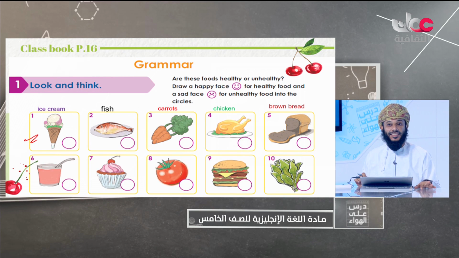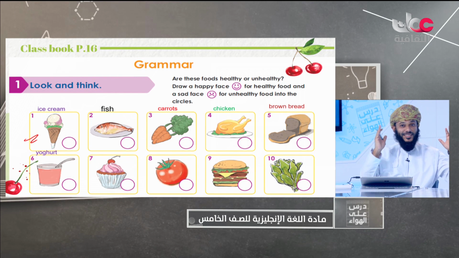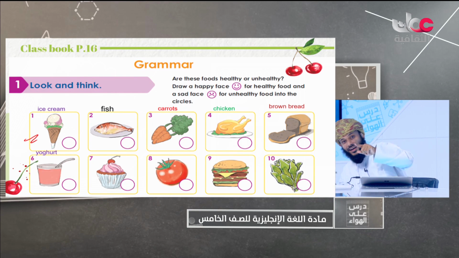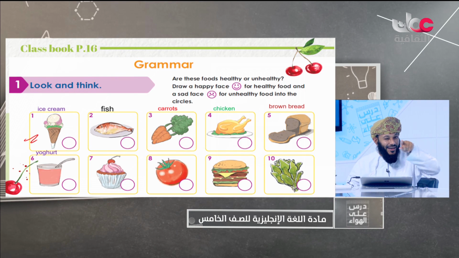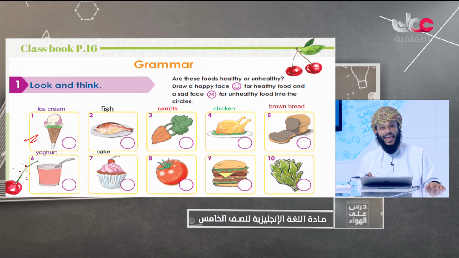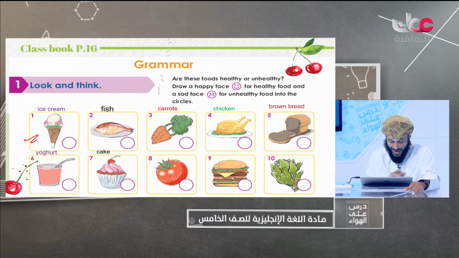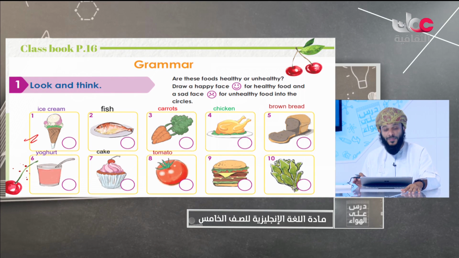Number 6. Yogurt. Excellent. Then number 7. Cake. Excellent. Cake. Number 8. The red one. Number 8. Tomatoes. Okay, or tomato.